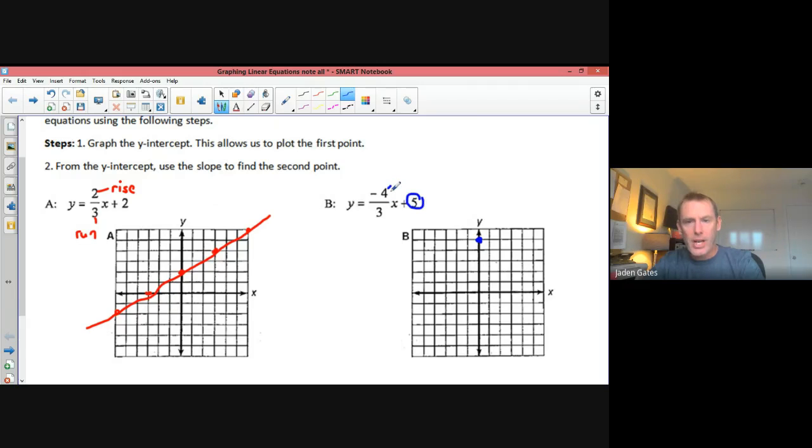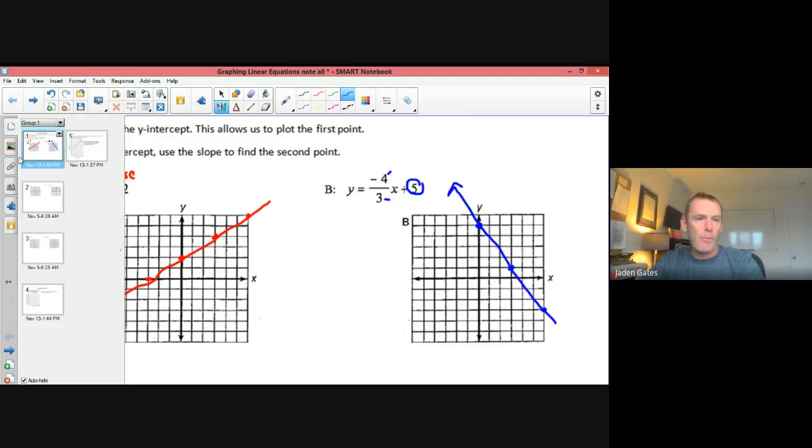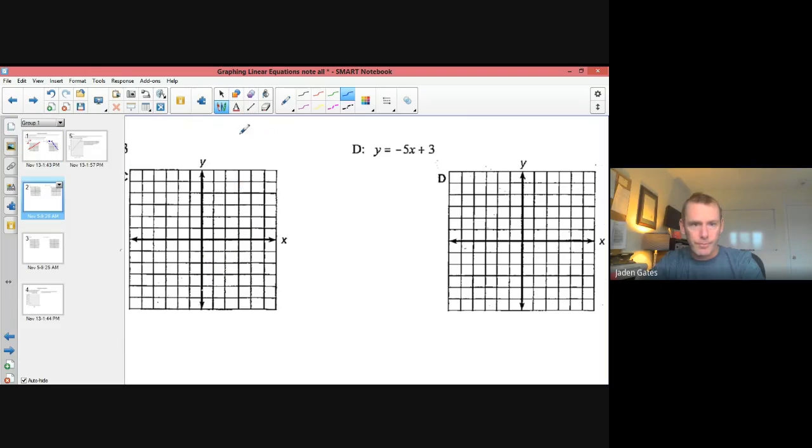Our rise here is -4. Our run is 3. So that means the rise is -4, down 4, but right 3 is the pattern of the line. So down 1, 2, 3, 4, right 3. There we go. Again, down 4, 1, 2, 3, 4, right 3. And there we go. There's our line. I'm gonna try my best here. There we go.